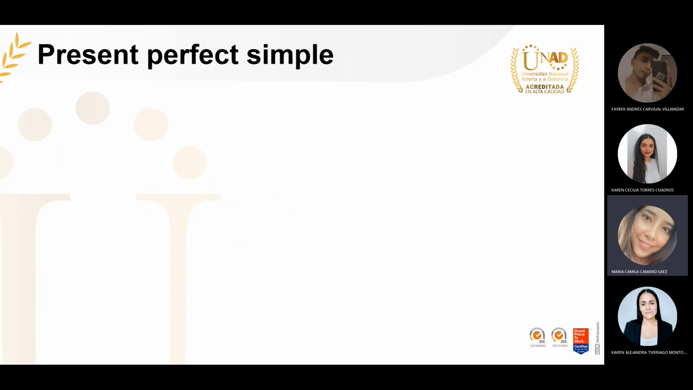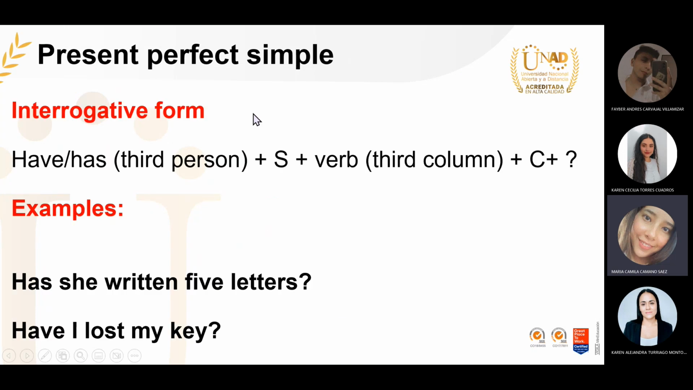To make the interrogative form, we have to write the auxiliary verb first. In this case, it is have or has, depending on the subject. If you are using third person, it's has, and if you are using another subject, it is have. Then we write the subject, the verb, and the complement, and at the end you have to write the question mark. Don't forget it at the end of the sentence. For example: has he written 5 letters? Have I lost my key?